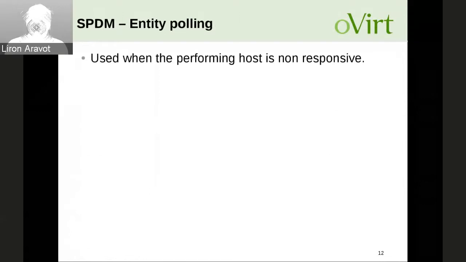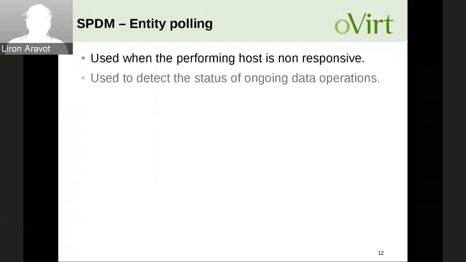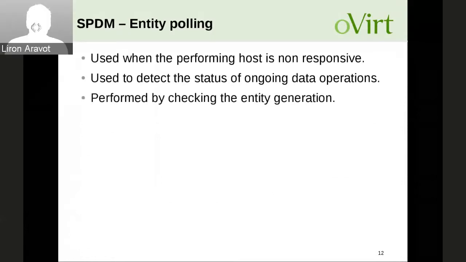So let's assume that, as we saw in the drawing before, we sent a request to one of the hosts to copy data from the source volume to the target volume, and then that host became non-responsive. So we use it in order to detect what's going on with the operation. That host performs the copy, but what do we report to the user? Although the engine lost connectivity to the host performing the operation, the host still has access to the storage, and it may be performing the operation. So how do we do that?